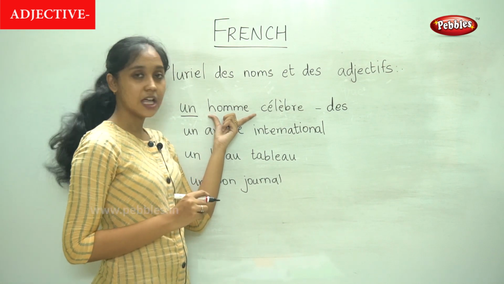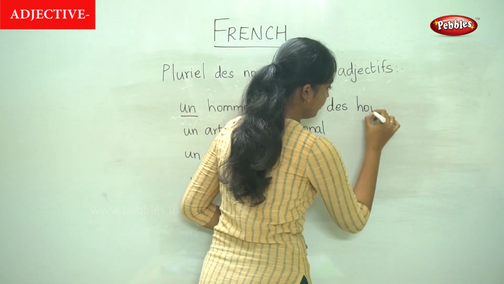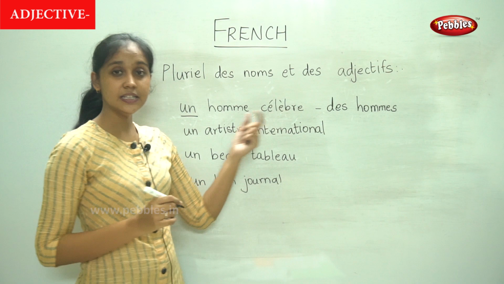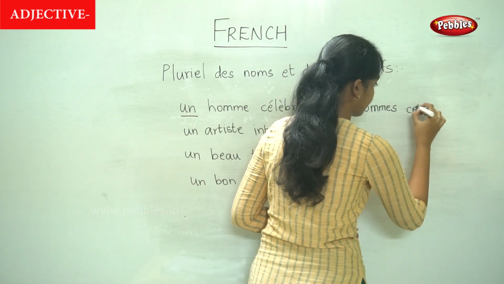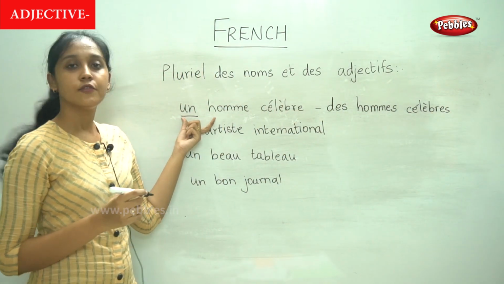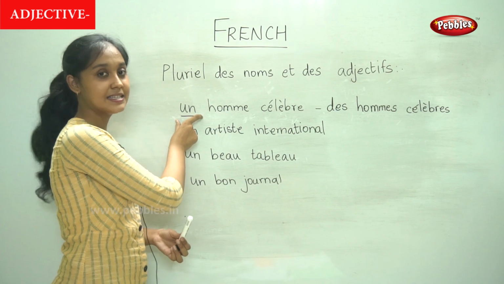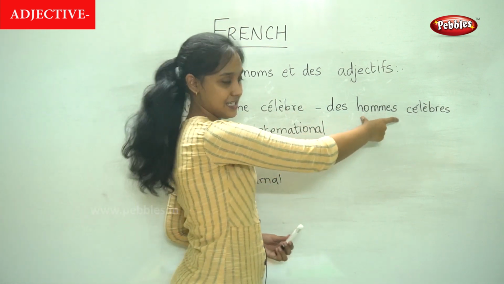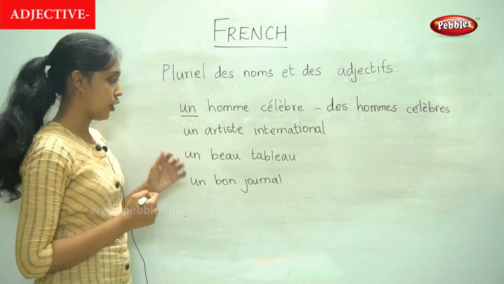Now this is the noun. The noun in the plural form: homme becomes hommes. And célèbre. Here in French, the adjective must also be written in the plural form: des hommes célèbres. So from singular we have converted it into plural. Word by word, un is the article, in plural form it is des. The plural for homme is hommes and célèbre, célèbres. So this is how we write it in the plural form.